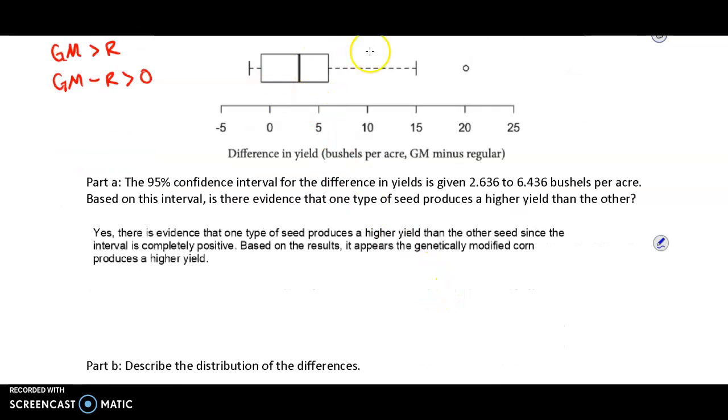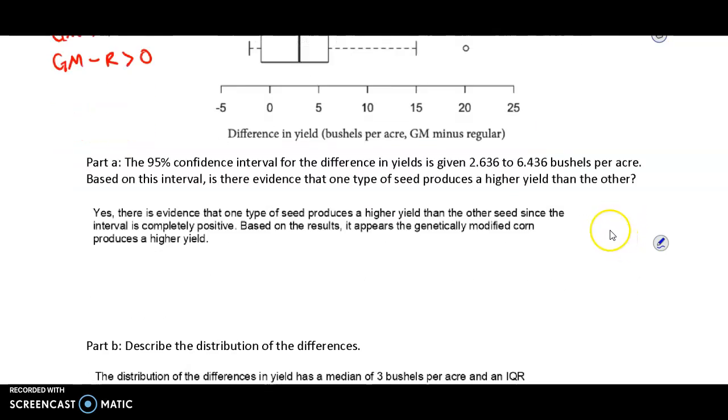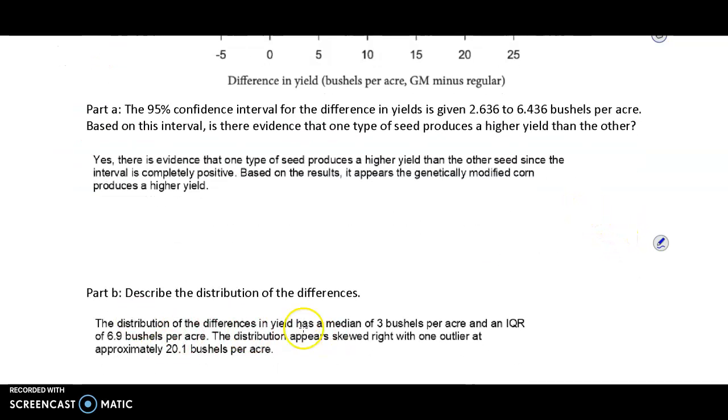If I were asked to describe the distribution, we're looking at the dot plot here. And center would be a median, and look, our statistics are already here for us. I have a median of about 3 bushels per acre. I've got an IQR of about 6.9 bushels per acre, one outlier here at approximately 20.1 bushels per acre, and my shape would appear skewed right. So I've got a cute little description here for you.